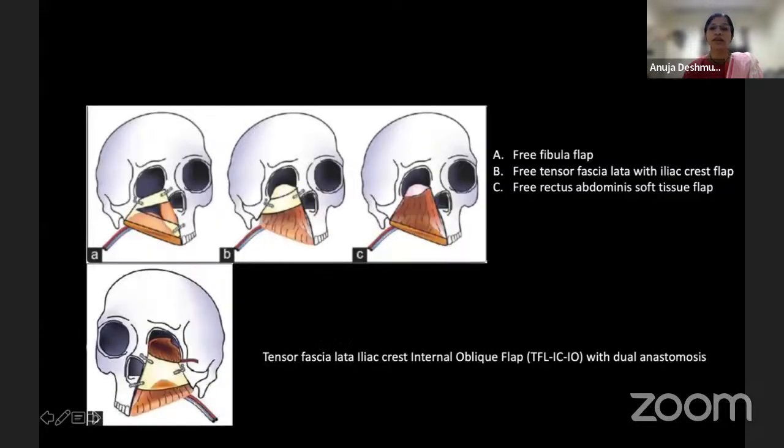So these are the flaps they have used: free fibula, the tensor fascia lata for the support of the orbit, and the iliac crest flap or rectus abdominis, only a soft tissue flap, or tensor fascia lata, iliac crest, internal oblique flap, that is TFL, ICIO, with dual anastomosis done for this flap. That's all. And it's a very nice paper written by Dr. Iyer, where you can actually see how much hard work is done to give a contour to the facial contour, to give the bone for the dental rehab for this patient, and the orbital support to have good vision and avoid diplopia and sagging.